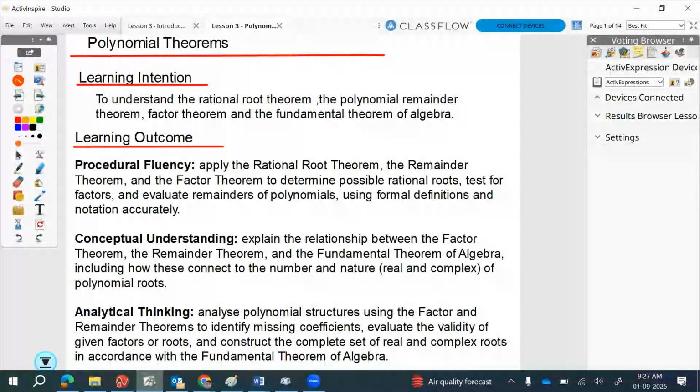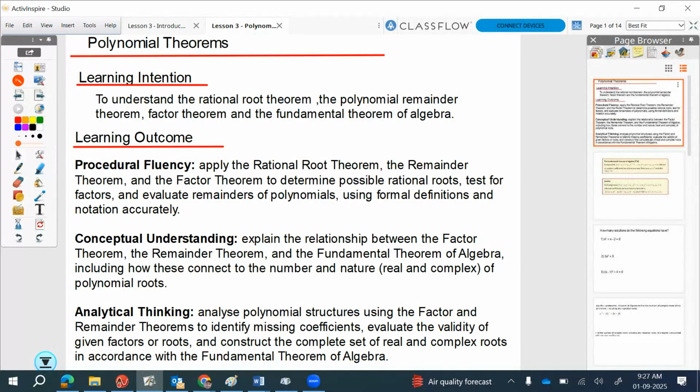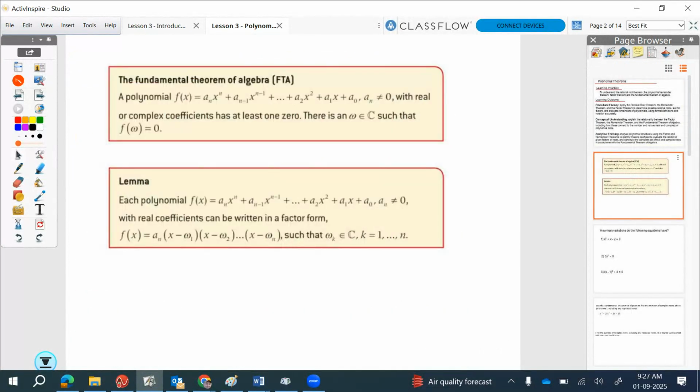So today we are going to look at a group of polynomial theorems, and our goal is to understand the rational root theorem, the polynomial remainder theorem, the factor theorem, the fundamental theorem of algebra, and the various lemmas attached to that. So we're looking at a bunch of different theorems. First up is this one.